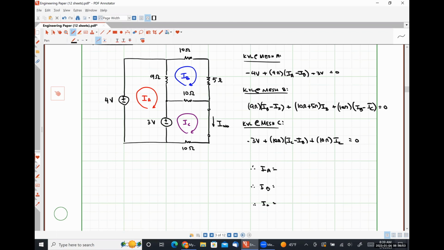In our third equation, we have no coefficient for IA. -10 is our coefficient for IB, and 10 plus 10 is our coefficient for IC. Our constant term is 3. Solving this system, I get IA is 17/72 amps. IB is 1/8 of an amp. And IC is 17/80ths of an amp.